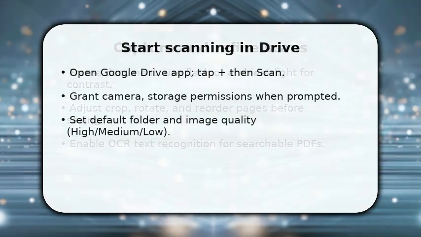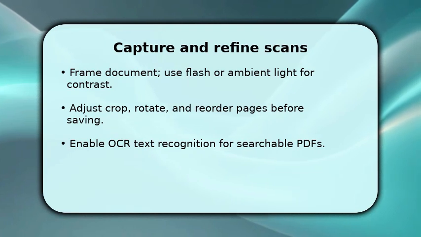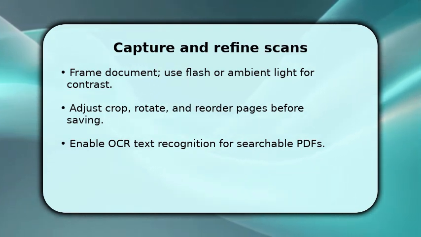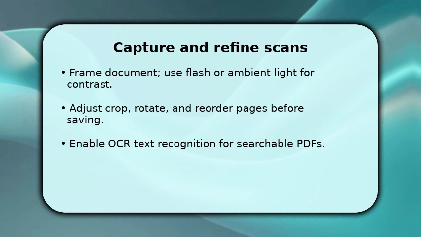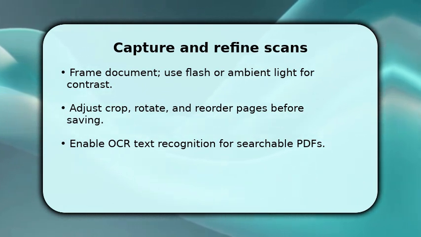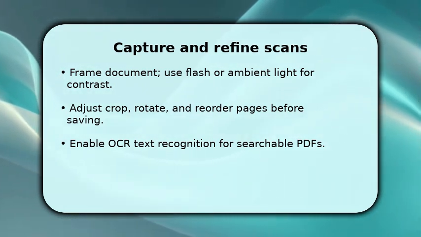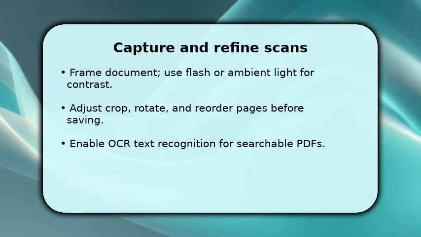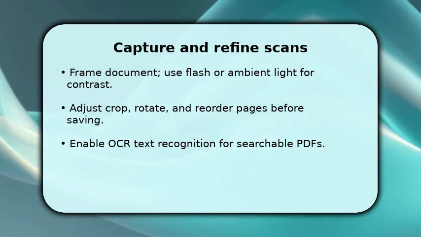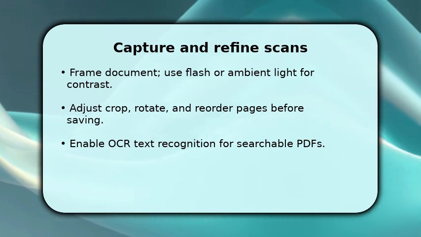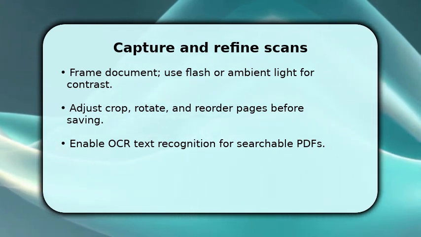Frame the document evenly and use ambient light or flash to reduce shadows. This improves OCR accuracy. After you capture, make sure to crop tightly, rotate if necessary, and reorder pages for multi-page documents. If you need editable or searchable text, enable the text recognition option before saving. This converts images into searchable PDFs.